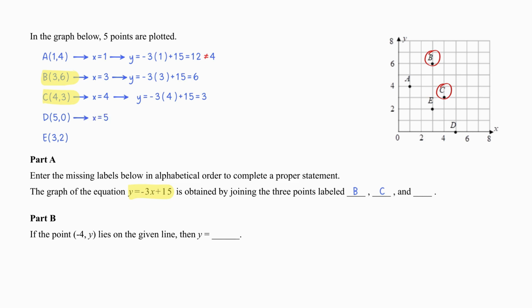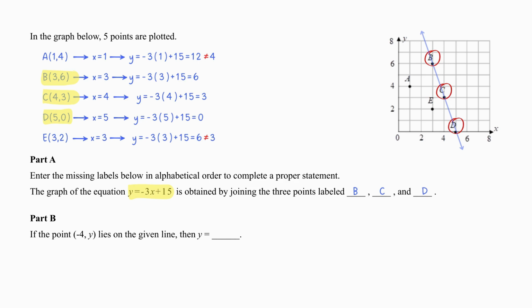Point D, x equals 5, y equals negative 3 times 5 plus 15. So y equals 0. Looking at the given coordinates, (5, 0). Point D belongs to the given line. Point E, x equals 3, y equals negative 3 times 3 plus 15. So y equals 6. Looking at the given coordinates, (3, 2). Point E doesn't belong to the given line.